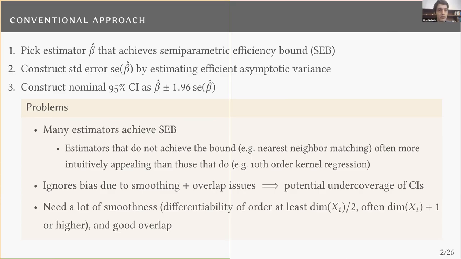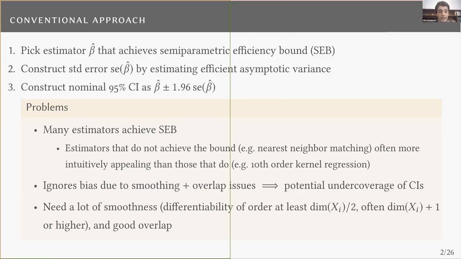Now, once I have an estimator like this, I can simply construct confidence intervals by adding and subtracting from my estimator 1.96, the usual critical value, times the standard error of the estimator. Now, one problem with this approach is that it ignores the smoothing bias. Another issue is that it is not very good at discriminating between estimators. There are many estimators that achieve the semi-parametric efficiency bound, so it's not clear exactly how to choose among them.